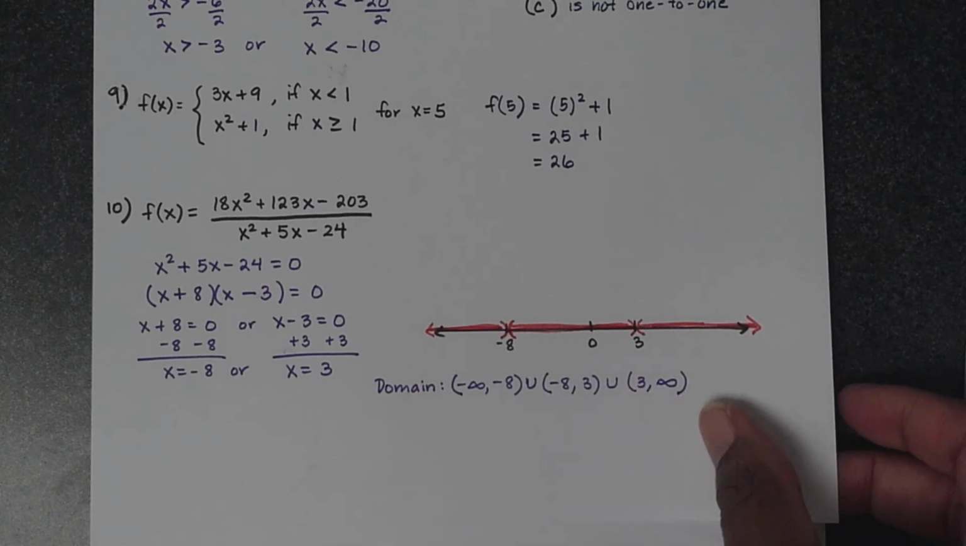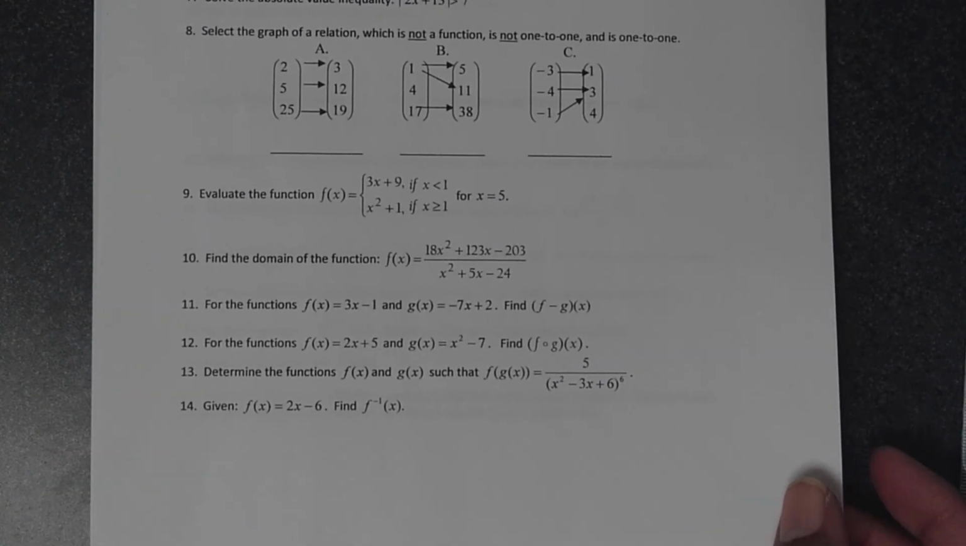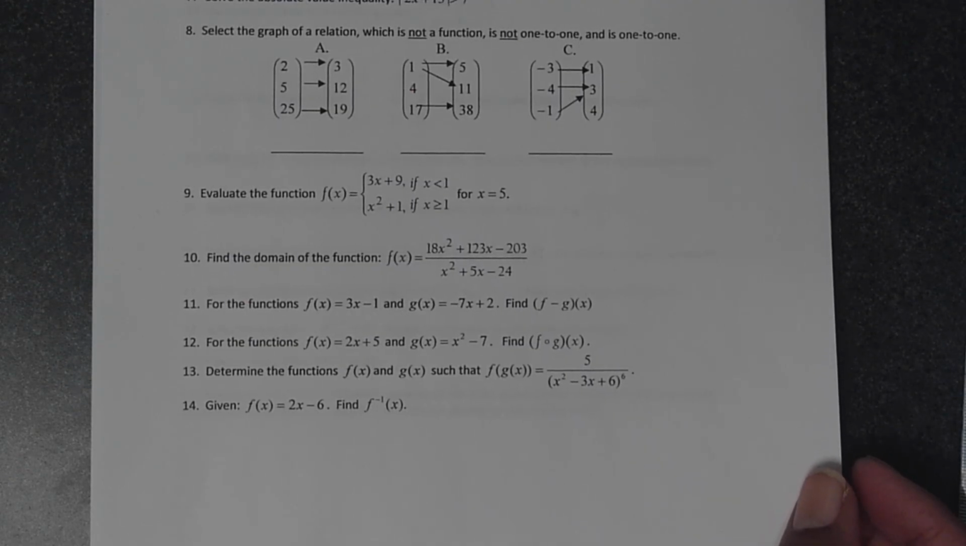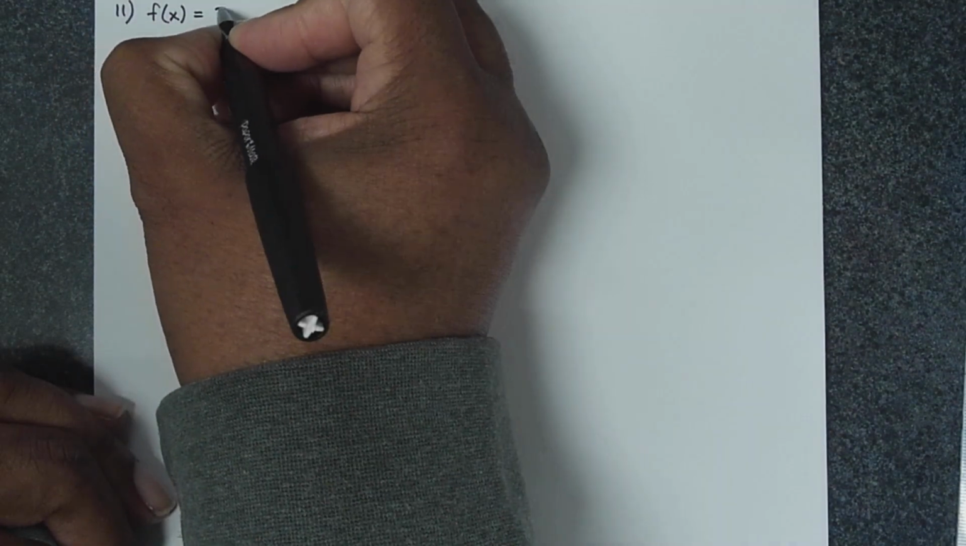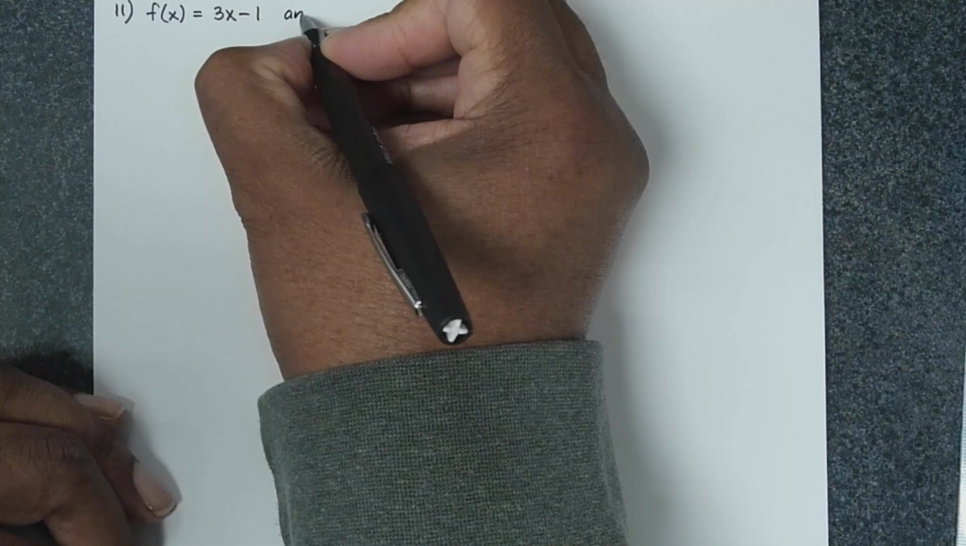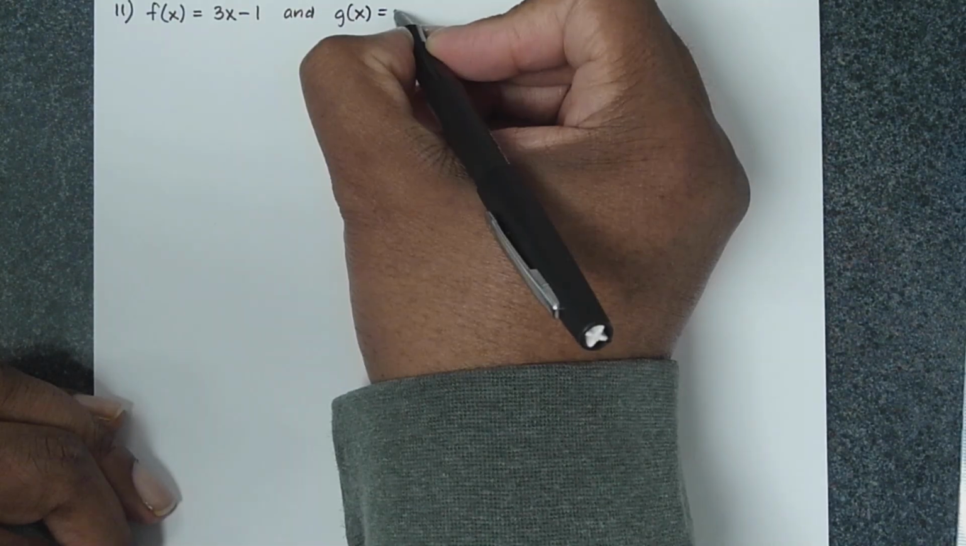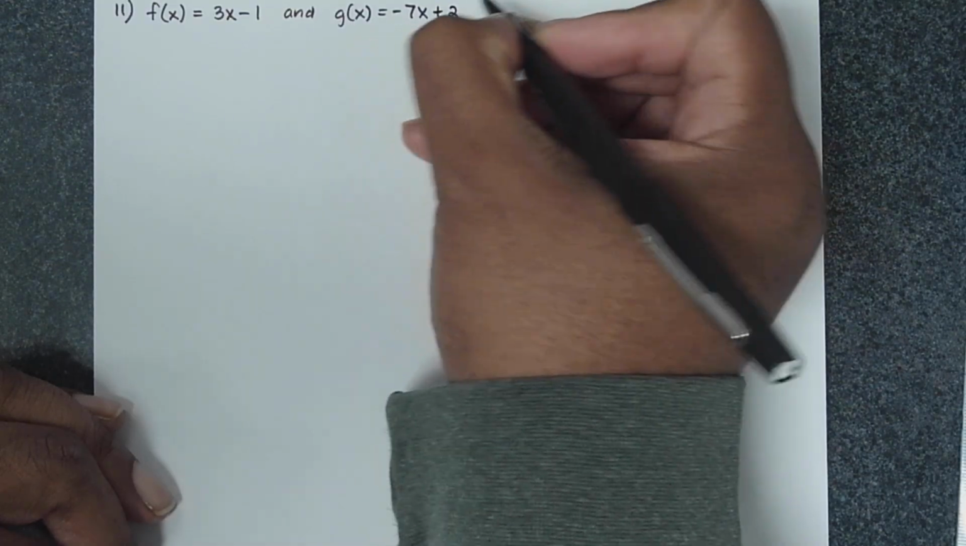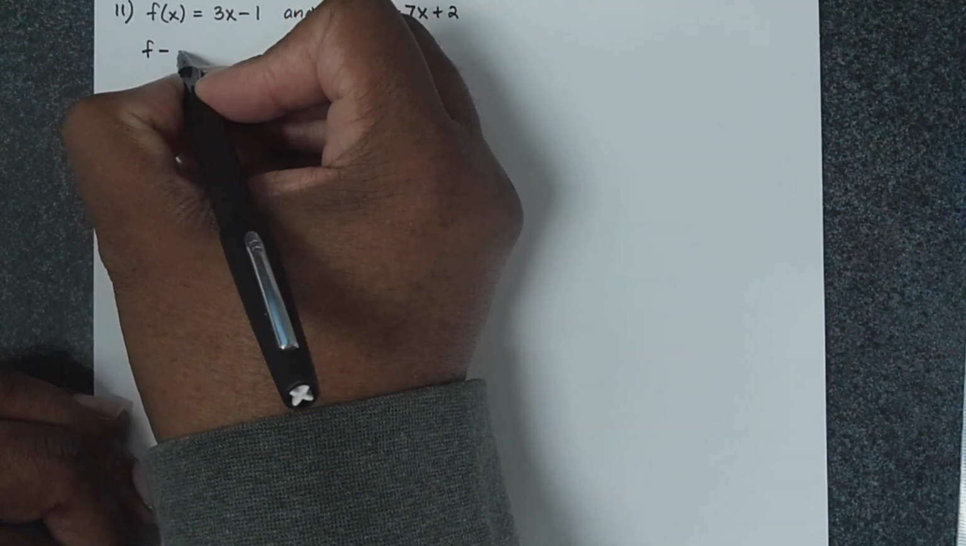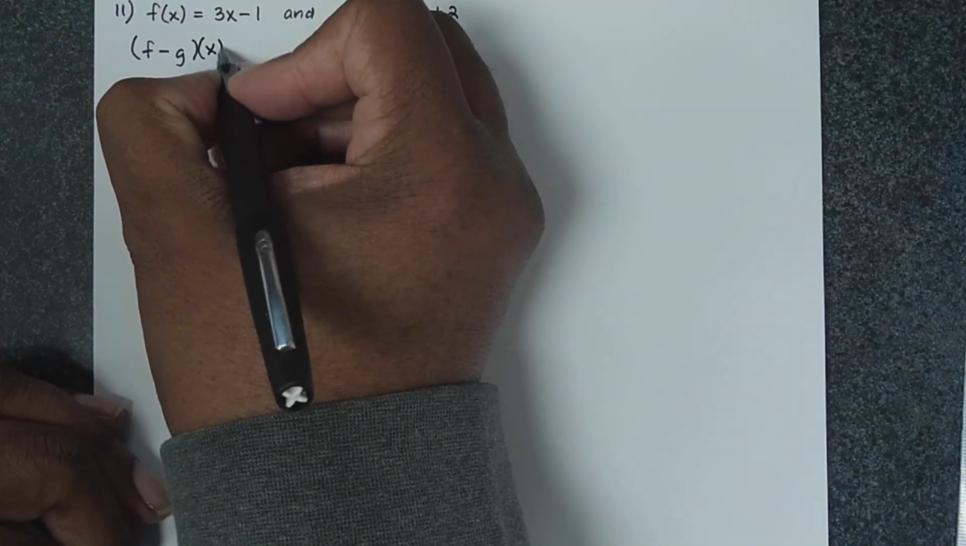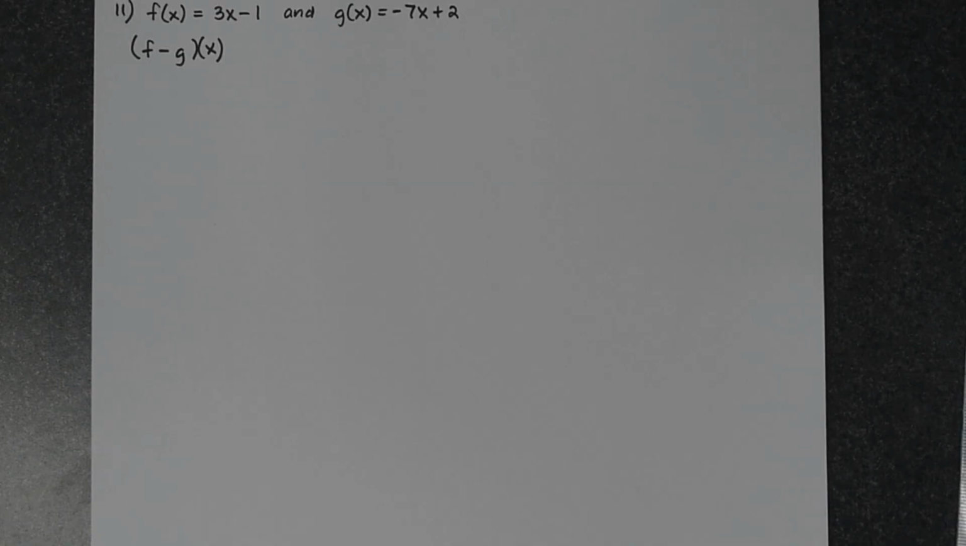All right, now problem number 11. Here we got two functions, f of x is equal to 3x minus 1, and g of x is equal to negative 7x plus 2. We're going to find f minus g of x.